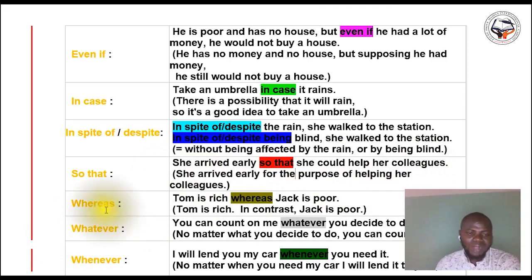Whereas. Tom is rich, whereas Jack is poor. Here it is an idea of contrast. Tom is rich, in contrast, Jack is poor. There is no comment here, as we have already said it.